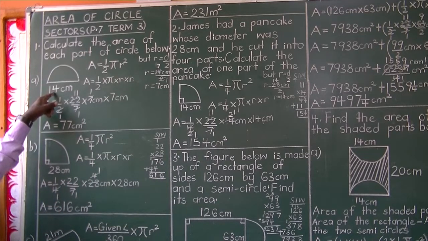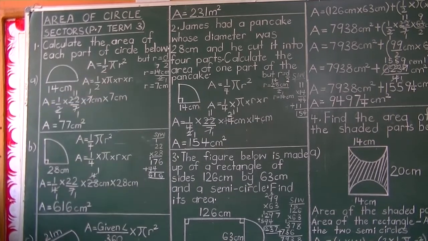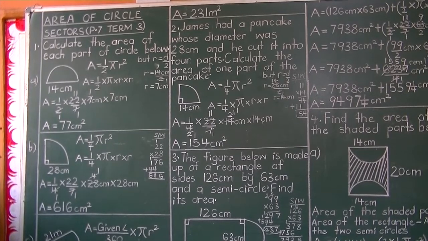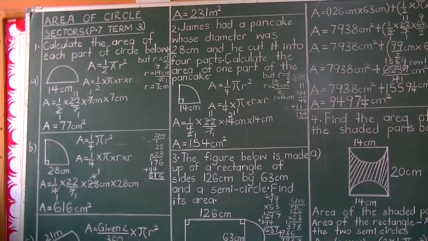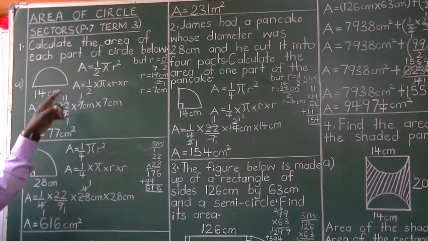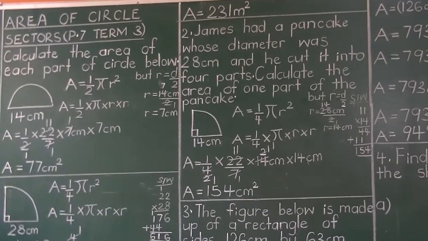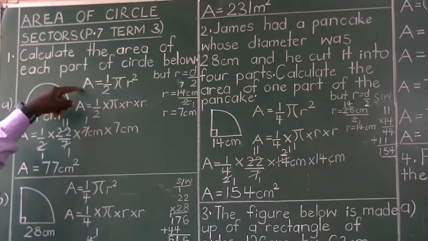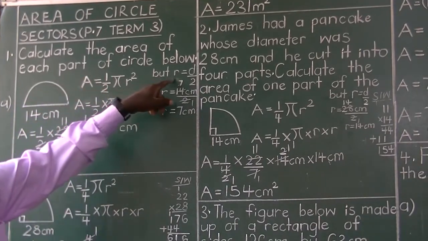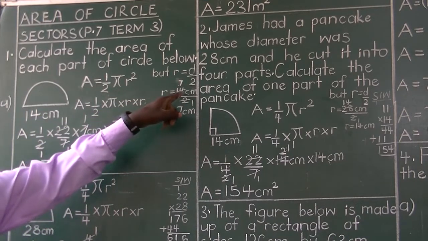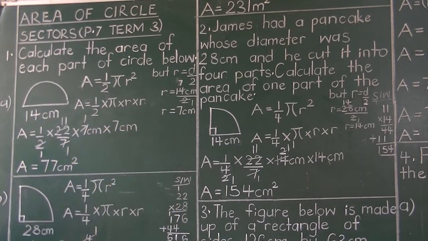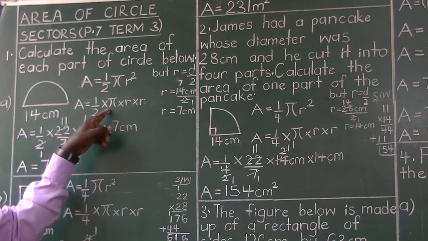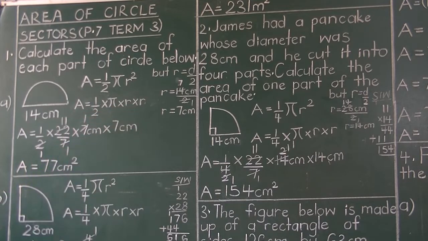In the area formula, we noted in the previous lesson that we don't have provision for diameter. So we have to get a radius at any cost. And you know radius is a half of diameter, so you have to halve the diameter to get a radius. So you say area equals a half pi r squared, but radius equals diameter divided by 2. Radius equals 14 centimeters divided by 2, so radius is equal to 7 centimeters. Then you expand here, area equals a half times pi times radius. And now you substitute accordingly.